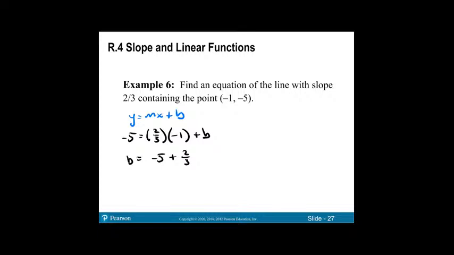Let's get a common denominator. So then it's going to be what? -15 over 3 plus 2 over 3, which is -13 over 3. So then we're going to get y equals the slope, which is 2/3 x, minus 13 over 3.